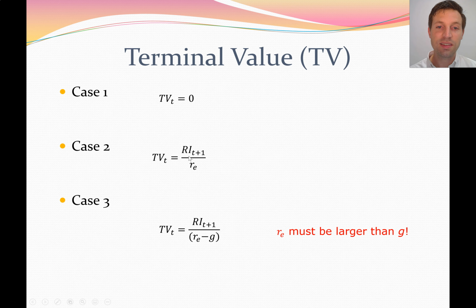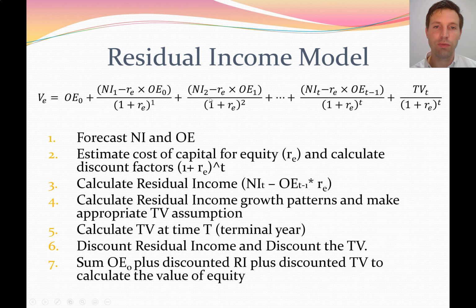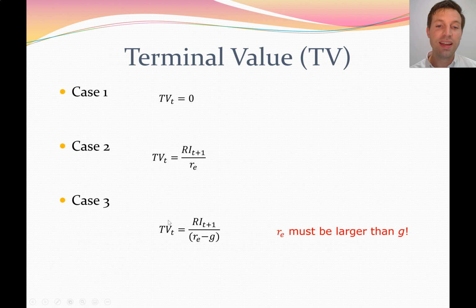The second case is we just believe the terminal value, the residual income, is going to stay constant. So maybe we've forecast 6 years into the future, and then the terminal value residual income is going to be whatever it was in year six, and it's going to stay at that number forever, for hundreds and thousands of years into the future. The third case is the residual income can continue growing. Okay, so the residual income at T+1 has grown, and so we have to divide through by the cost of equity minus the growth rate there.